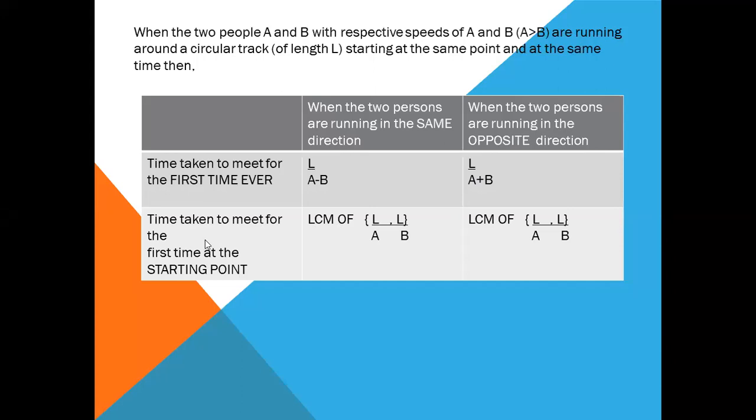But sometimes in the question they ask you the time taken to meet for the first time at the starting point. If they ask when they will meet at the starting point, then you have to find the LCM of 2 times: the first time, L upon A, and the second time, L upon B. If they are moving in the same or opposite direction, we will use the same formula.